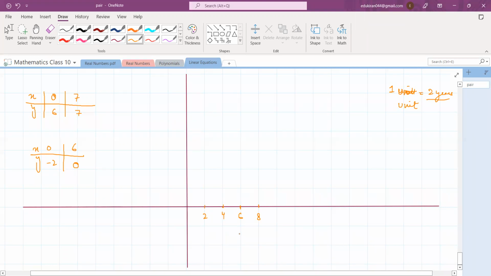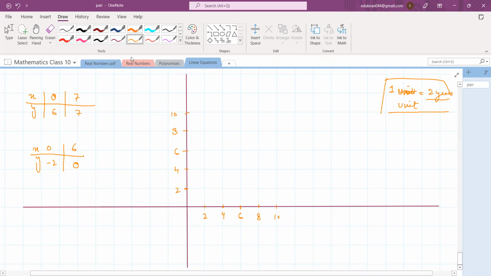Right, Sarah? Abdullah, Talha, any problem? No. So please write this, this is important. Mention your scale which you are using: 1 unit is equal to 2 years. Similarly for Y, so this will not be 1, but this will be 2 now. So 2, 4, 6, and 8, like this. So this is 10. This is also 10.